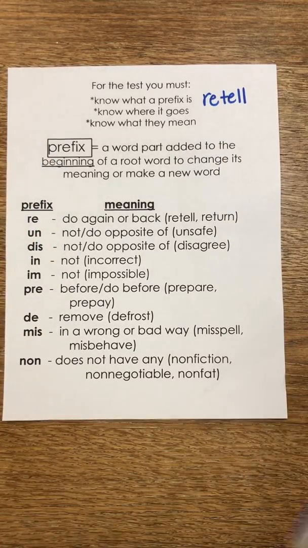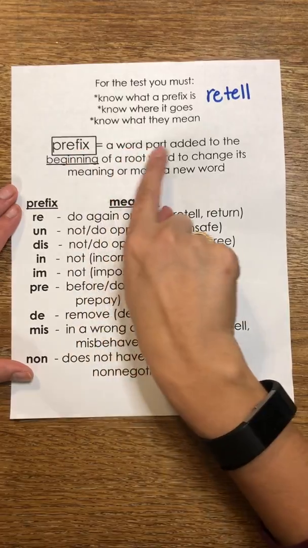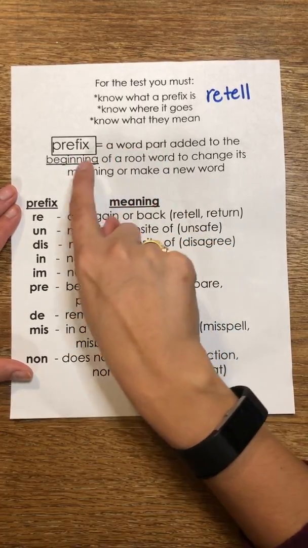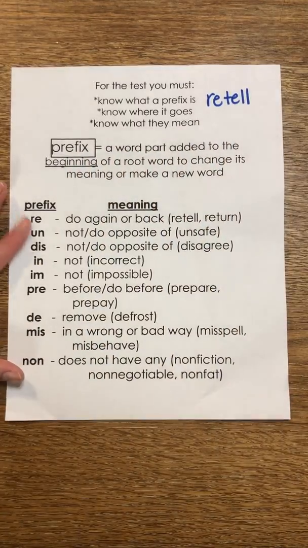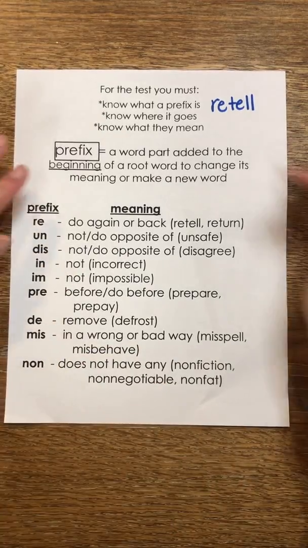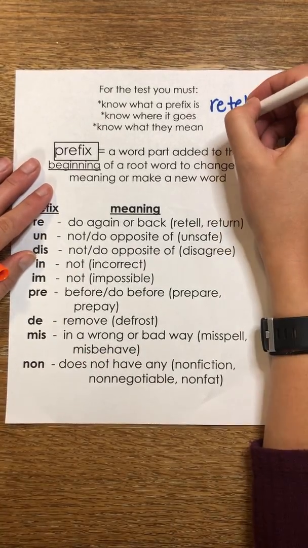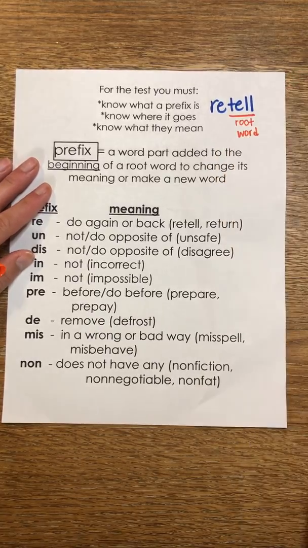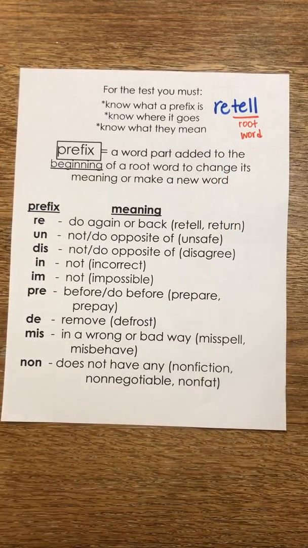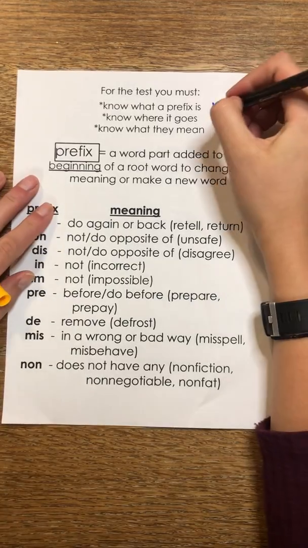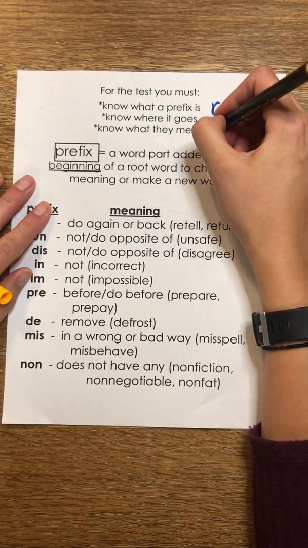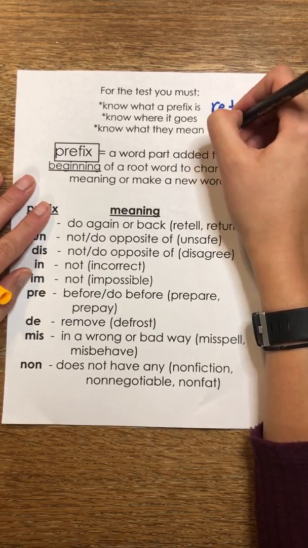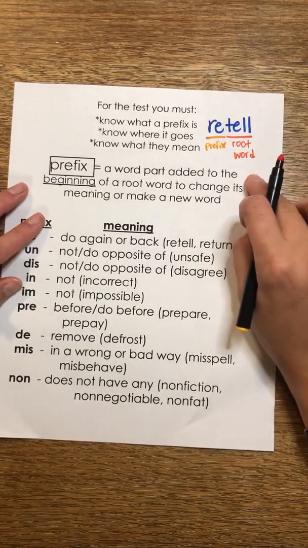Okay, so retell consists of a prefix and a root word. So a prefix is the part of a word that's added to the beginning of a word or a root word, okay? So in this case, tell is our root word. So it's a word that could stand by itself, okay? And we know what tell means. We know what it means to tell someone something, okay? And re is our prefix. Okay, so we have a prefix and we have a root word.